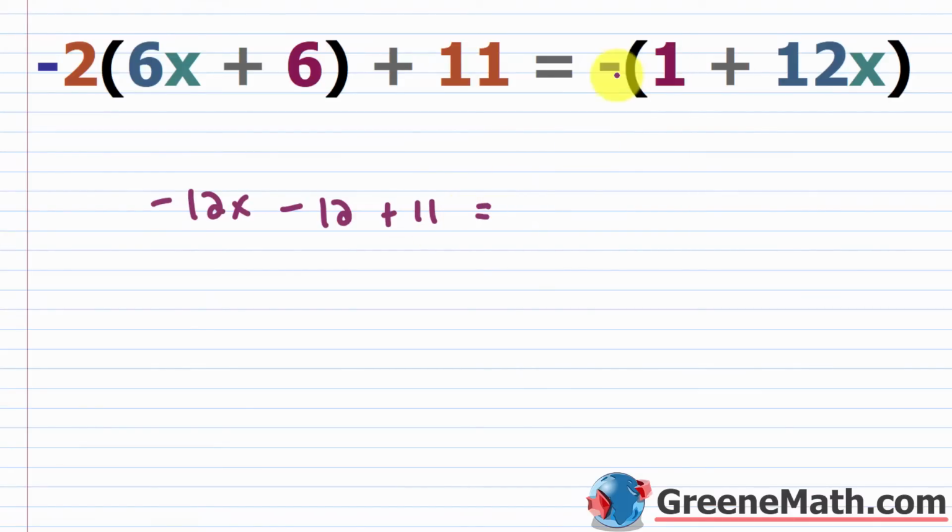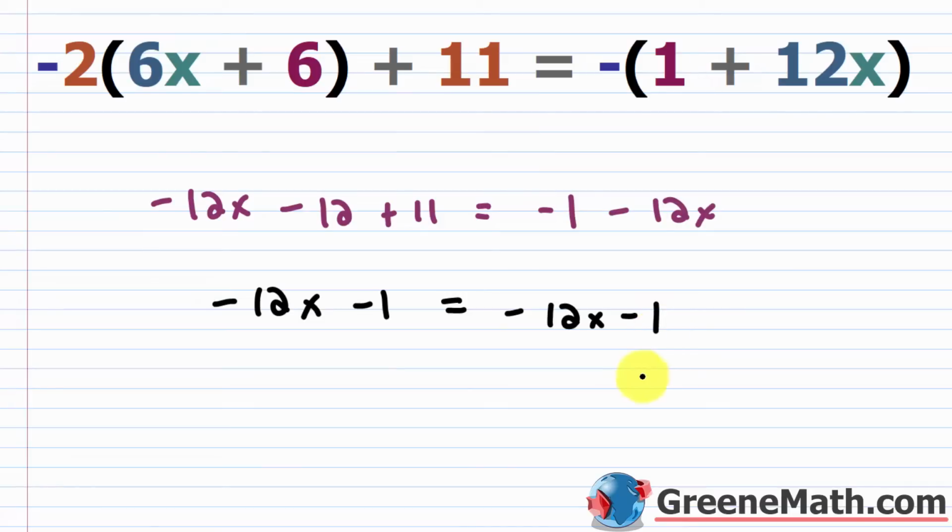This equals over here. If I have a negative in front of some parentheses, I'm just going to change the sign of everything inside. So it's like multiplying everything by negative 1. So this would be negative 1 and then minus 12x. Again, just changing the sign of everything and dropping the parentheses. All right, so what do we see? On the left-hand side, I can combine like terms. Negative 12 plus 11 is going to be negative 1. So I have negative 12x minus 1. And over here, I could actually rearrange this to have negative 12x minus 1 as well.